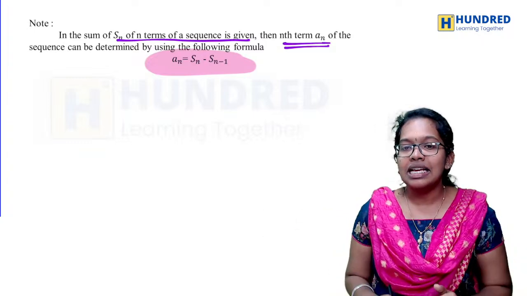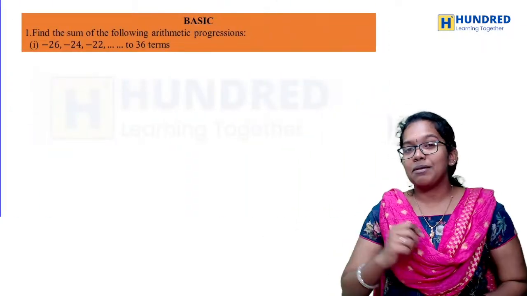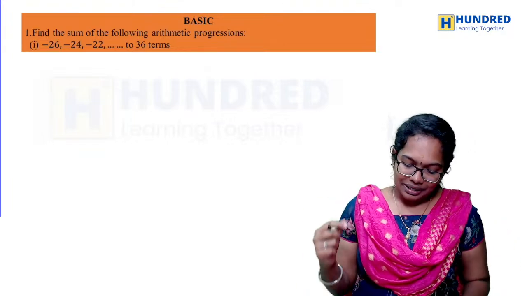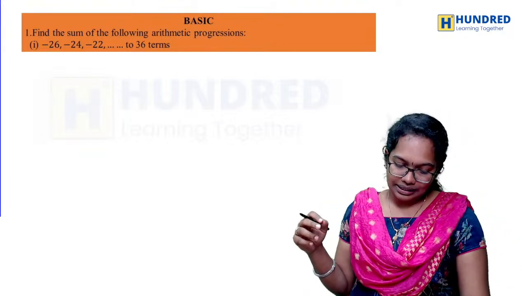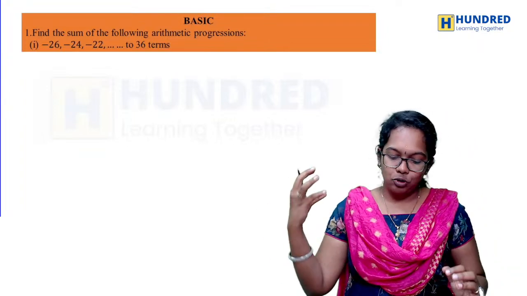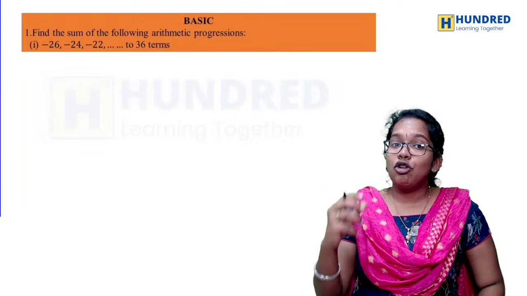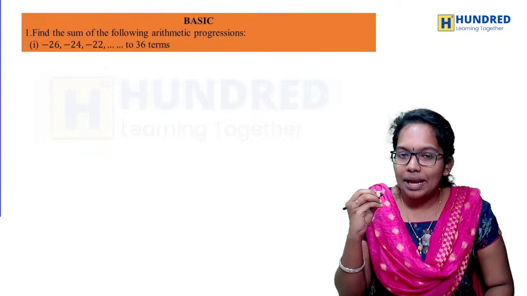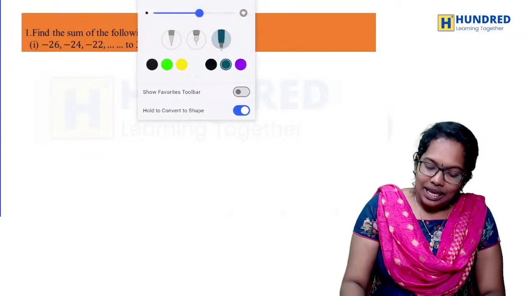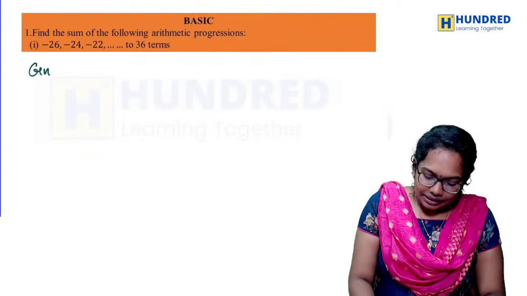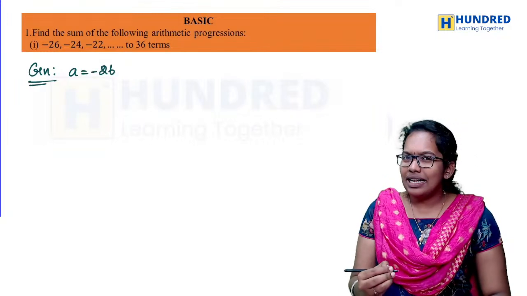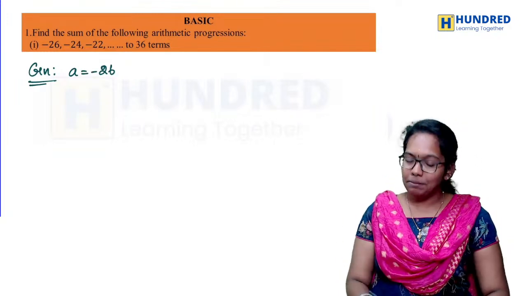Okay? Yes, so let's go with this. See what sum they have given first. Find the sum of the following arithmetic progressions. Here they have given an AP. Look at how many terms are here. Once an AP is given, what we have to do first is, from the given, a is equal to minus 26, which is the first term of the AP.